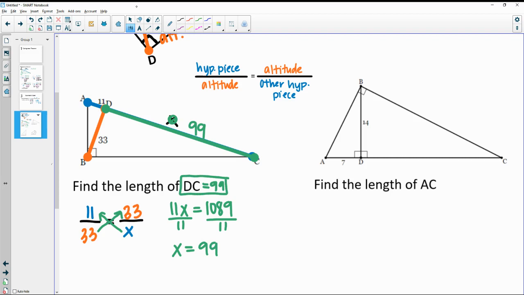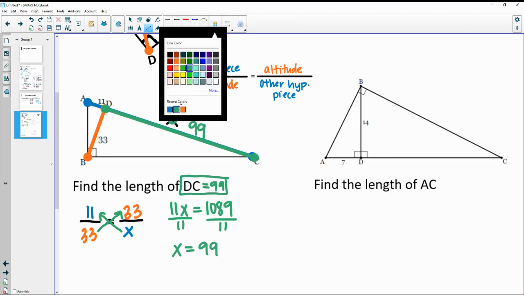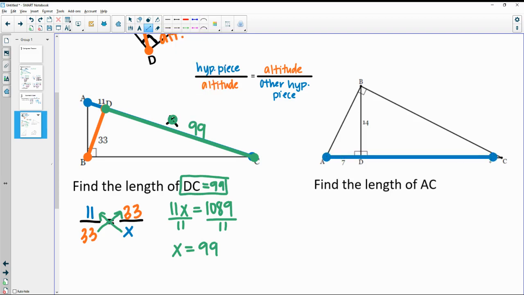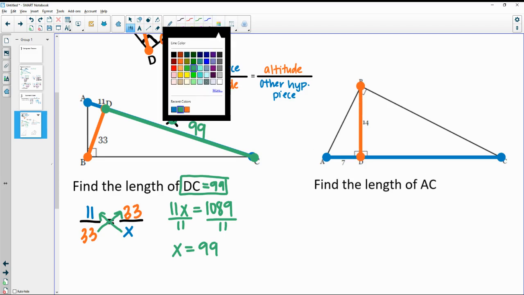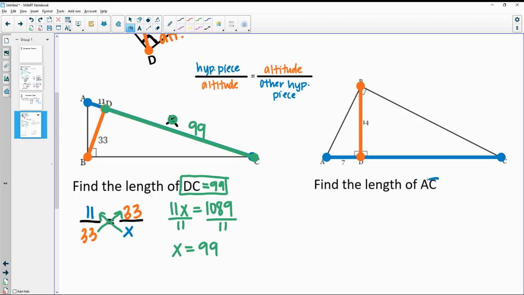All right, second example. So again, we can see the hypotenuse here as segment AC, and then we can see the altitude here as BD. Now, this problem is asking for the length of the entire hypotenuse. So this one wants the length of AC, so that whole hypotenuse. But we're going to find the length of this little hypotenuse piece in our formula. So let's go ahead and do that.